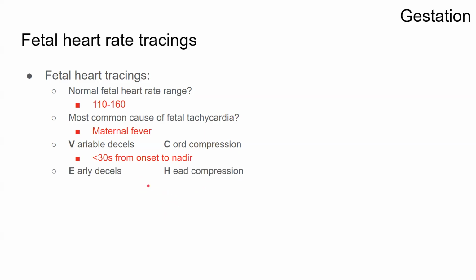Moving on to the E in VEAL CHOP, which is early decelerations. This is consistent with head compression. We'll see an example of all of these coming up soon, but just showing the mnemonic now.